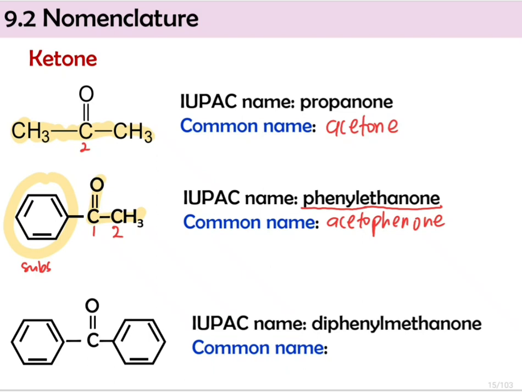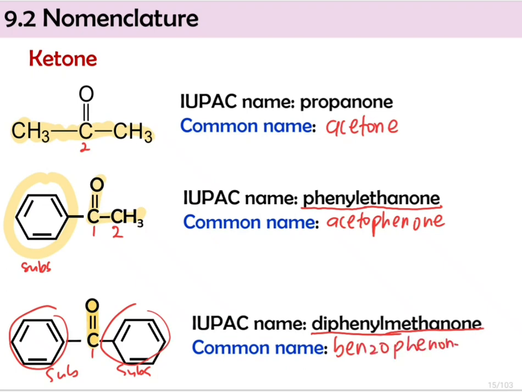Saya tak sure awak still ingat ke tak, but I hope that you still remember about the special name. Dan yang seterusnya adalah compound yang ketiga. Awak ada 1 carbon sebagai untuk C double bond O. Jadi that's why untuk IUPAC, the name is methanone. And this one ada 2 benzene sebagai substituent, jadi ini dah jadi diphenyl methanone. But for this one, the common name is benzophenone. So that's for these 3 compounds with common name.